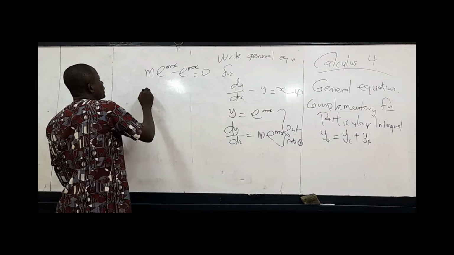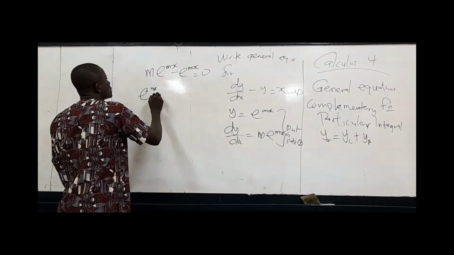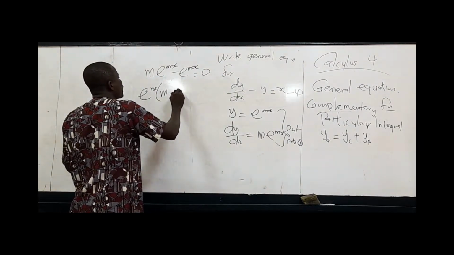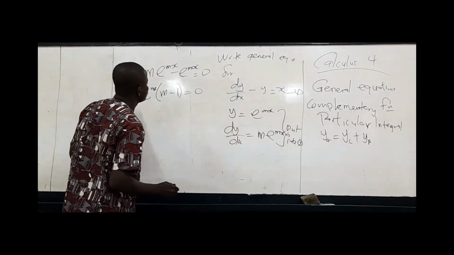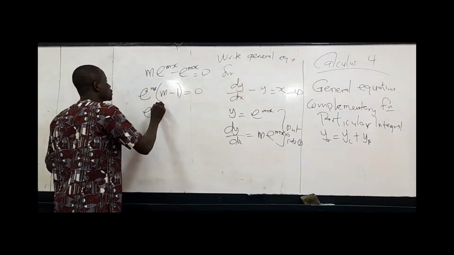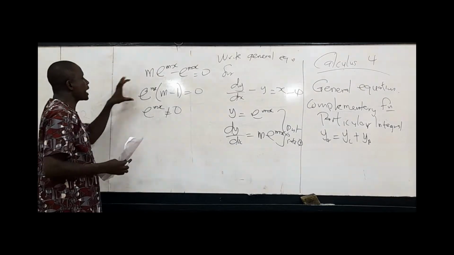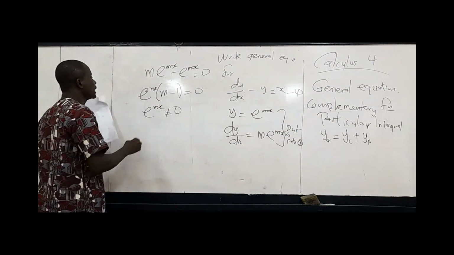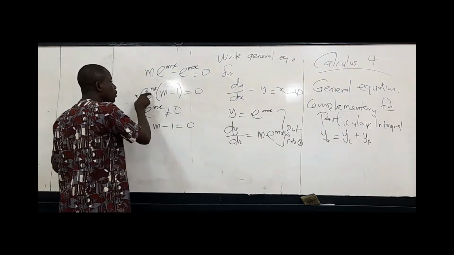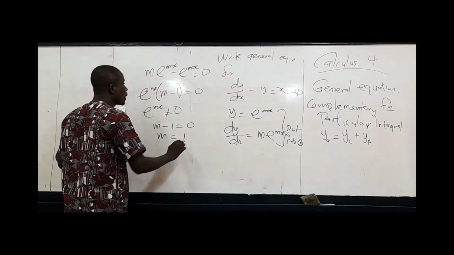Now look, watch here. If you want to factorize, you are going to have e^(mx)(m minus 1) is equal to 0. But e^(mx) is not equal to 0. So if e^(mx) is not equal to 0, then we are going to have m minus 1 is equal to 0, because this is not equal to 0. So m is equal to what? m is equal to 1.